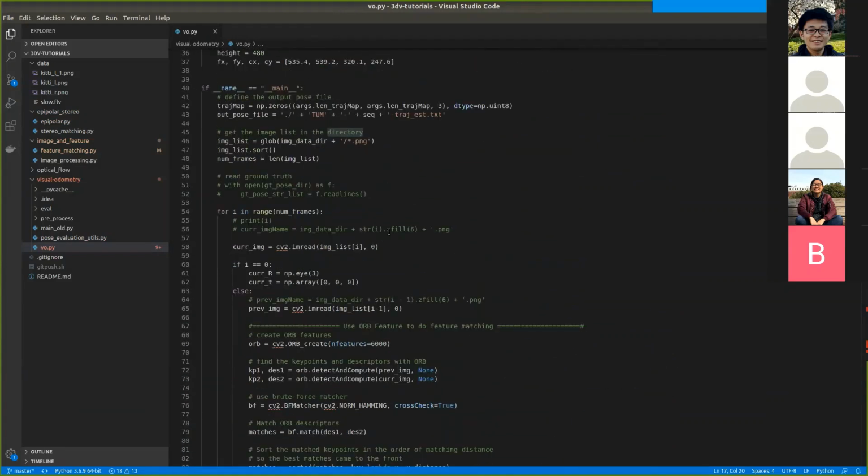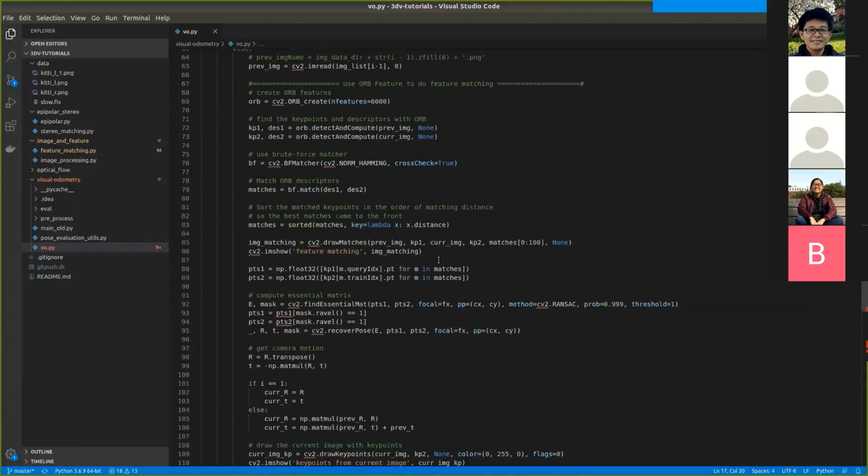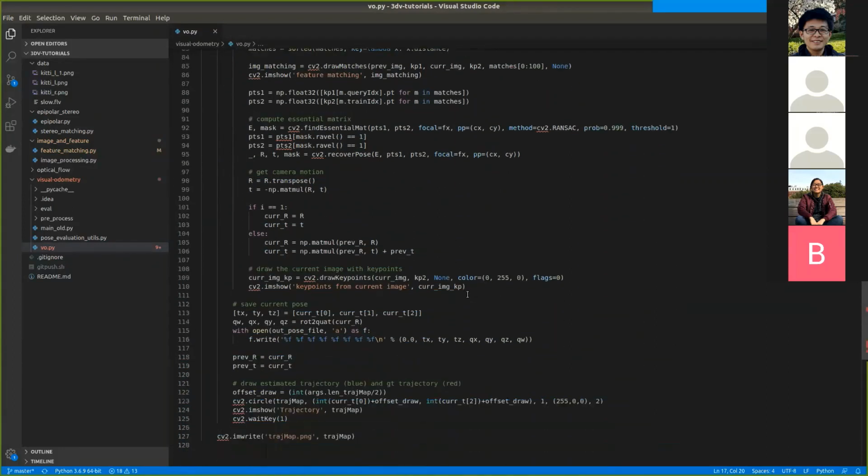We write a loop, and we continuously read images from this image sequence, and then compute the essential matrix. First, of course, we extract features and do the feature matching. After the feature matching, we compute the rotation and translation, and then transfer this rotation and translation to the camera motion, store this camera motion, draw the camera motion, and also write this camera pose to a TXT file.